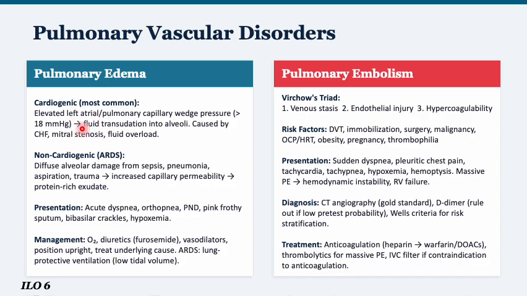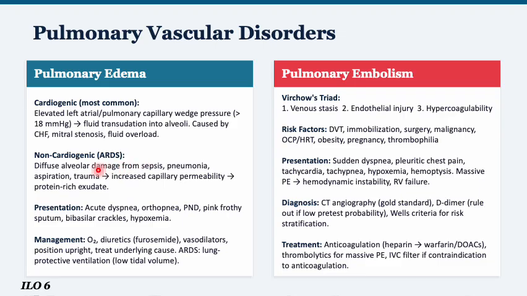You may have an elevated left atrium or pulmonary capillary wedge pressure. So there's fluid transudation into the alveoli. So you have fluid that will transudate into the alveoli. This can be caused by congestive heart failure, mitral stenosis, as well as fluid overload.